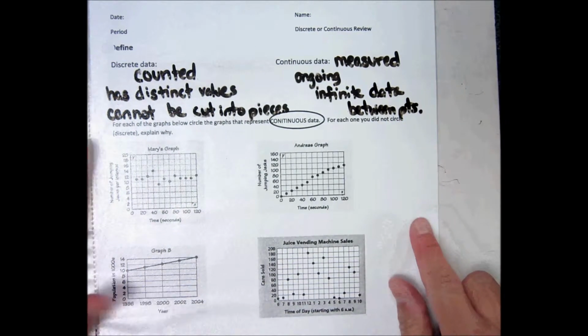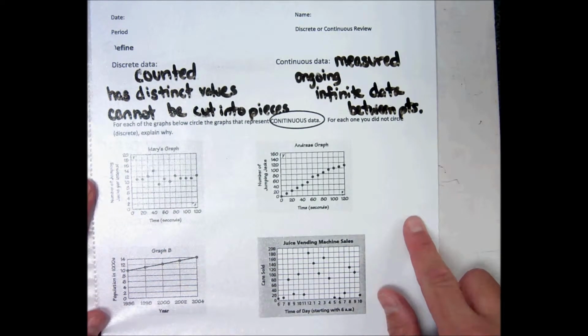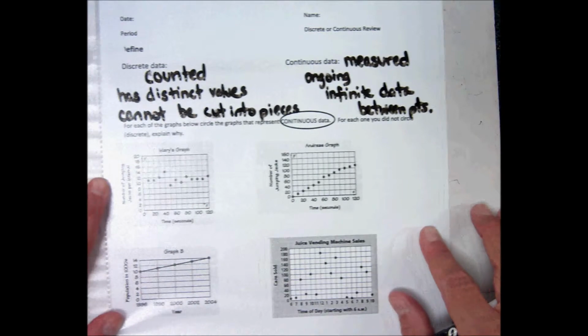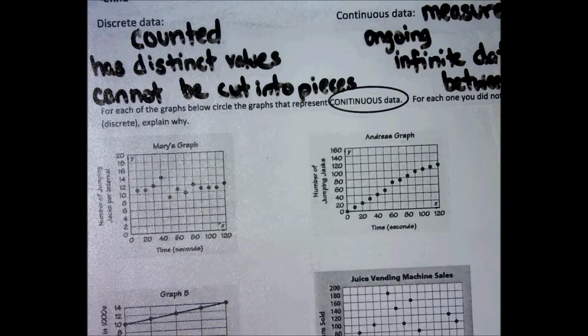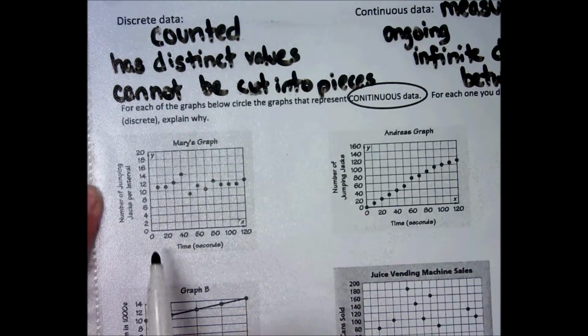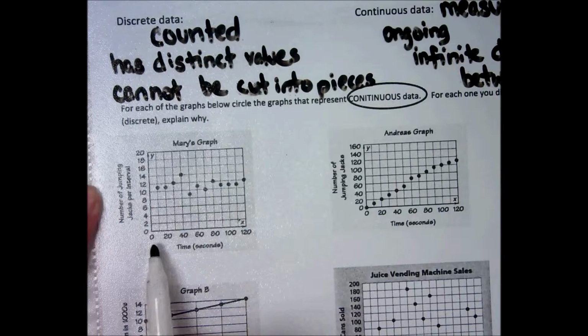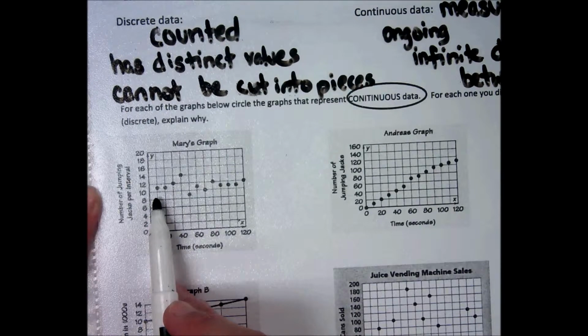So let's look at these graphs down here and see which ones are continuous. And I'm going to circle the ones that are continuous. Start with Mary's jumping jack graph. In Mary's graph, she's keeping track of the number of jumping jacks she does every interval. So every 10 seconds, how many jumping jacks did she complete?